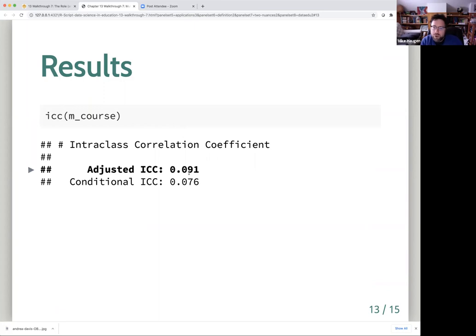Other than that, I'm not sure quite where to go with that. Anyone, what else could you do with this?